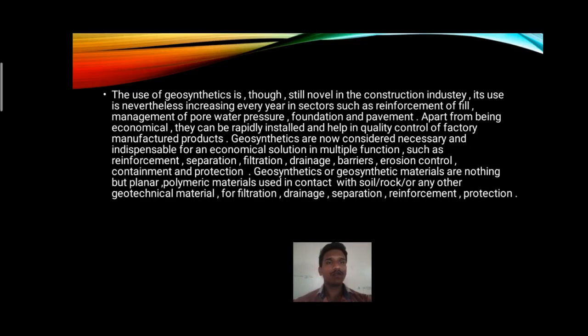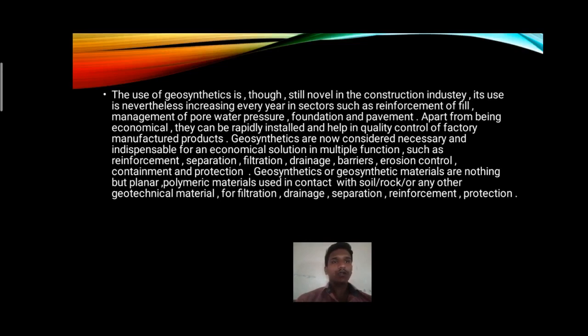The use of geosynthetics is still novel in the construction industry, nevertheless increasing every year in sectors such as reinforcement of a field, management of pore water pressure, foundation and pavement. Apart from being economical, they can be rapidly installed and help quality control of factory manufactured products.